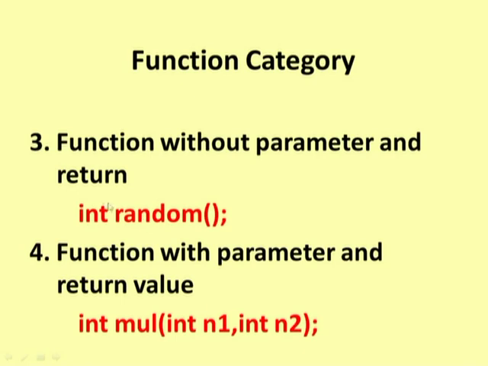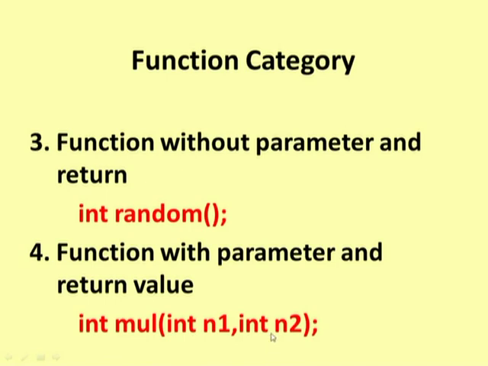So integer is the return type and it does not take any parameter, so the parenthesis is empty. And the fourth one is a function with parameter and return value. Multiplication is a good example, which takes two integer values as two parameters and returns the multiplication of n1 and n2 as a return value, which is an integer. Here I mentioned the int and the two different parameters.